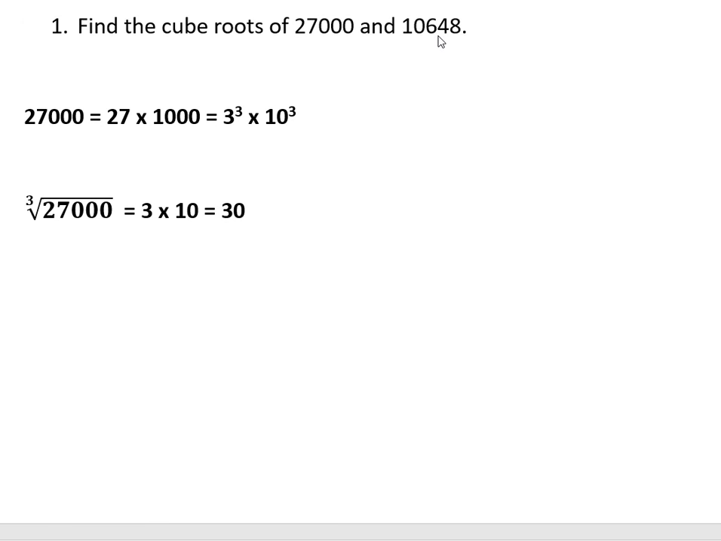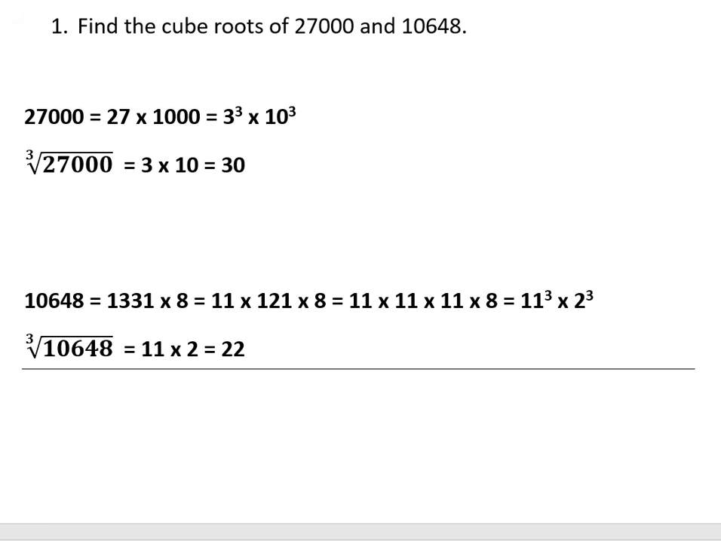Let's try to solve the second one, 10648. As I said, we have to break it. So let's try to use 8 because 8 is a perfect cube. It's the cube of 2. Whenever we divide, we should try to use a perfect cube number, that way it becomes easy to find the answer. So here I have tried with 8. When I divide by 8, it's 1331 into 8. Now we'll leave 8 as it is and we'll further divide 1331.